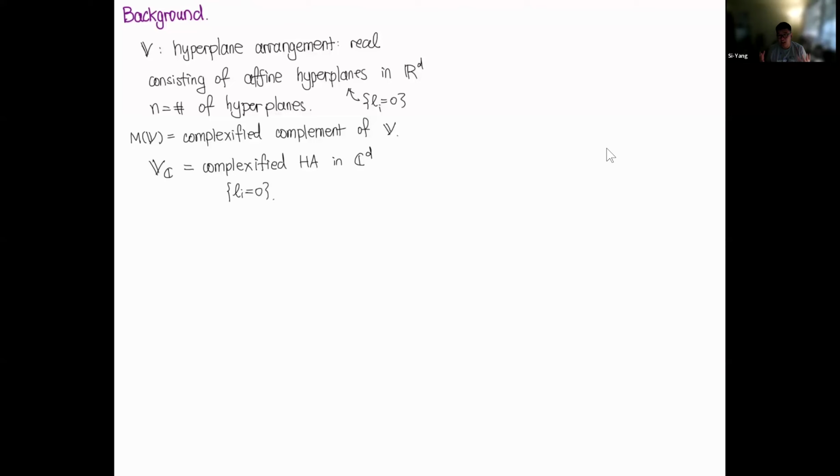It will give us a complex hyperplane inside C^D, of complex codimension 1. M of V is defined to be C^D removing the union of all these hyperplanes. This is the complement. You have these hyperplanes, but you need to remove them, and when you remove them, you get something with a very interesting topology.